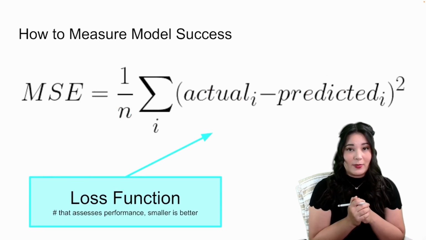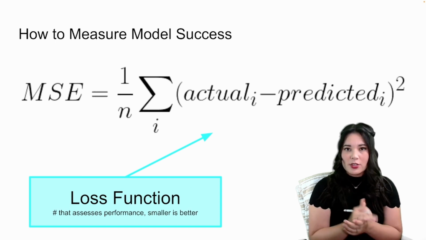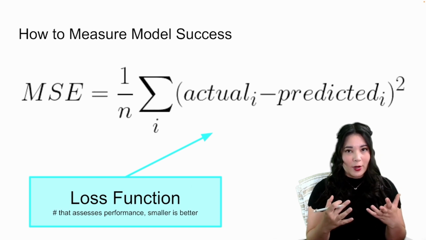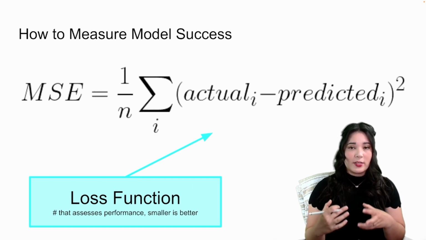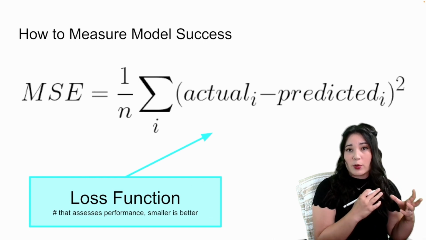One nice thing about the mean squared error is that it makes a really good loss function. Loss functions are important for a lot of our models. They're basically a metric, so a number, that tells us about the performance of our model, where smaller values of that metric indicate a better performing model.